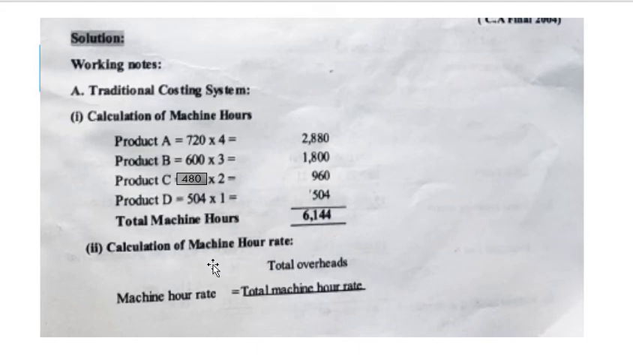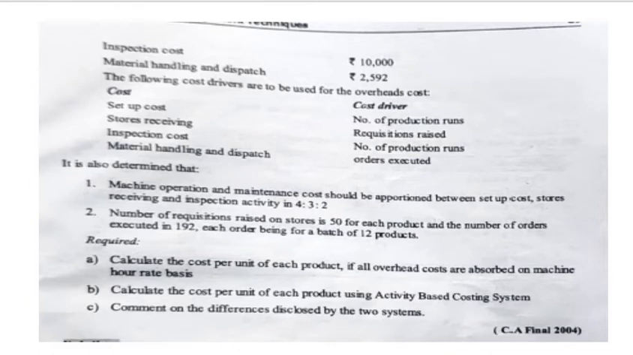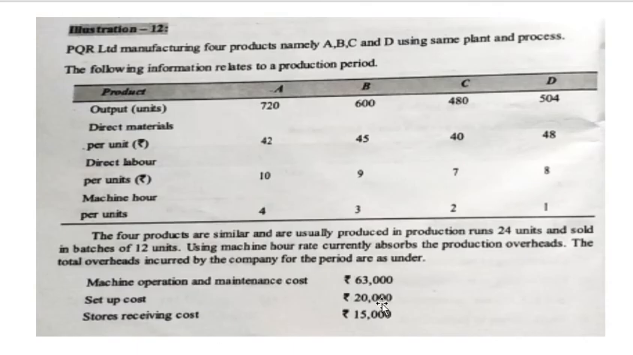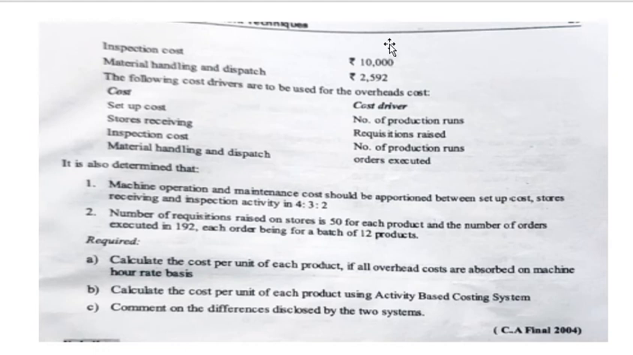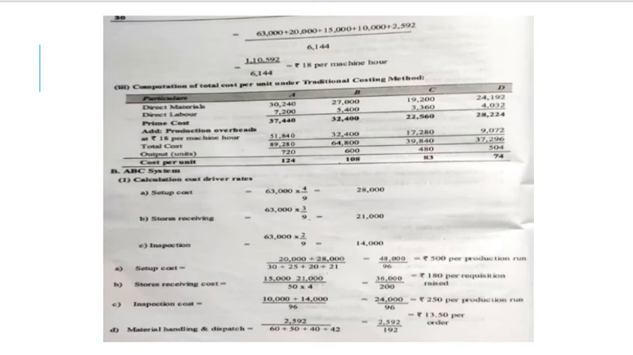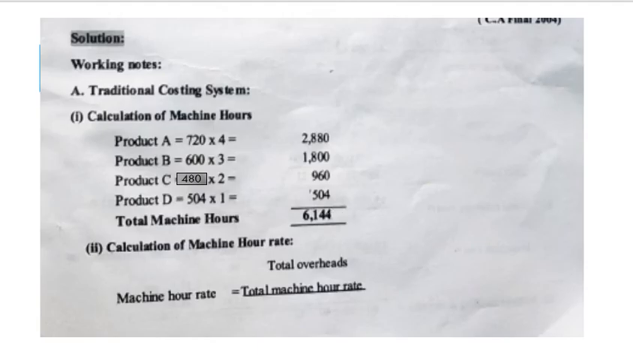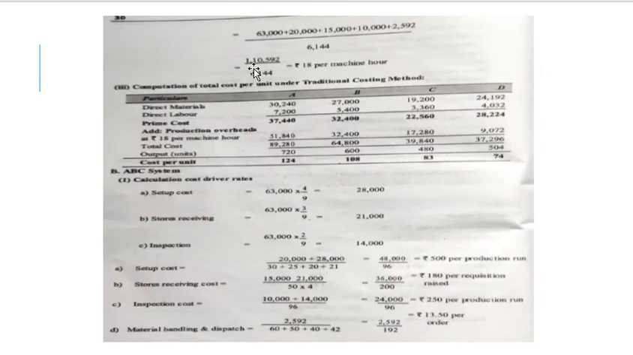The next step is the calculation of the machine hour rate. The formula is total overheads divided by total number of machine hours. The total overheads as per the question: 63,000 plus 20,000 plus 15,000 plus 10,000 plus 22,592, which comes to 1,10,592. Divided by total machine hours of 6,144, this gives you rupees 18 per machine hour. So we have got the per machine hour rate.